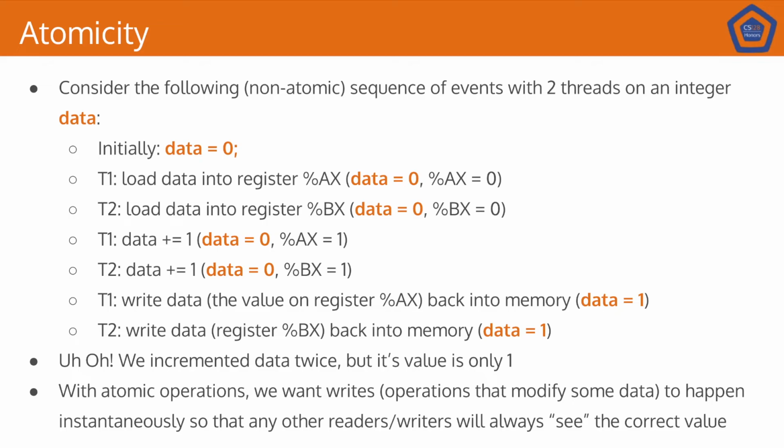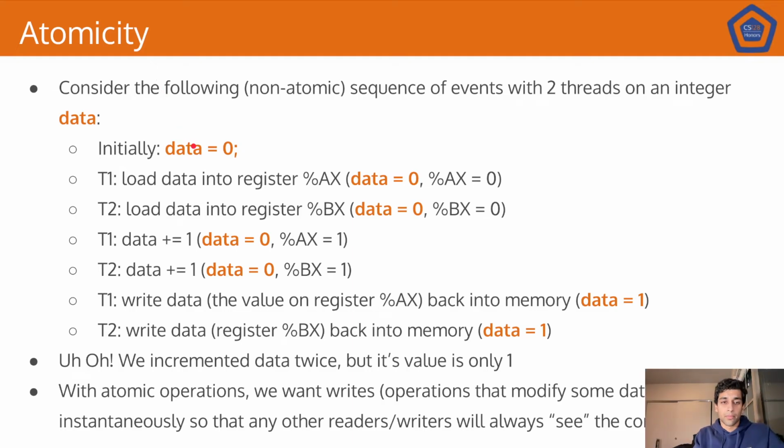With atomic operations, we want writes, operations that modify some data, to happen instantaneously. So any other readers or writers will always see the correct value and have the correct value to work with throughout your code. This is a super advanced feature of computer science. You'll learn much more when you take systems programming and computer architecture classes. Don't worry too much. This is just an intro to sharing data between threads, and this is why sharing data is so tough in Rust, because of all the guarantees you have to give for memory safety.